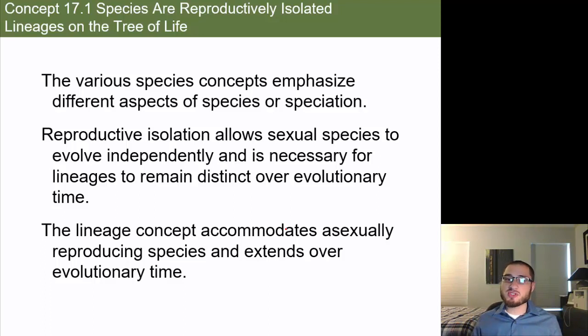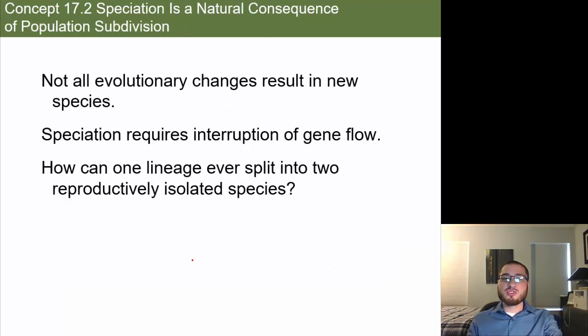Reproductive isolation allows sexual species to evolve independently and is necessary for them to remain distinct over a period of time. And the lineage concept accommodates asexually reproducing species. So where we look at species that don't reproduce sexually, we can't really determine whether they are the same species or different species, because asexually reproducing species are not going to reproduce with another organism anyway, regardless of whether it's the same species or not. So the lineage concept is helpful in looking at speciation within asexually reproducing organisms, organisms that don't have sex to reproduce.